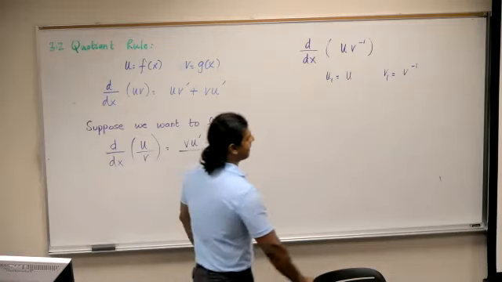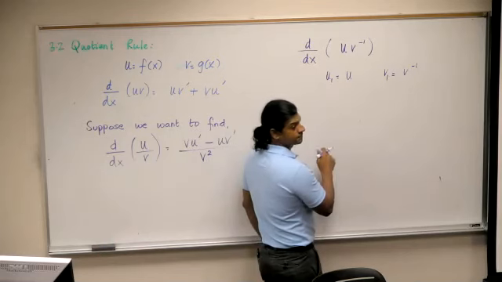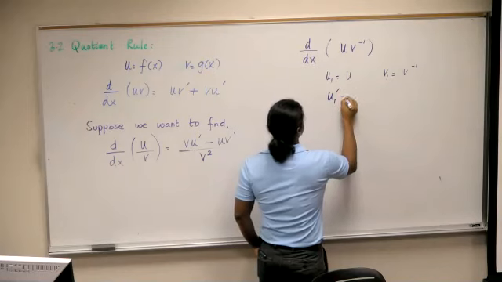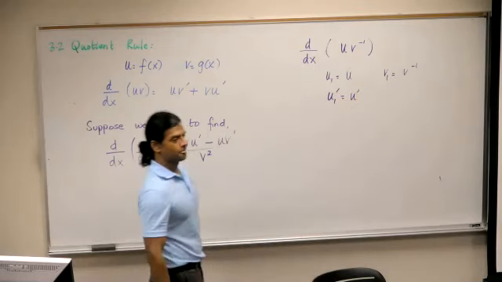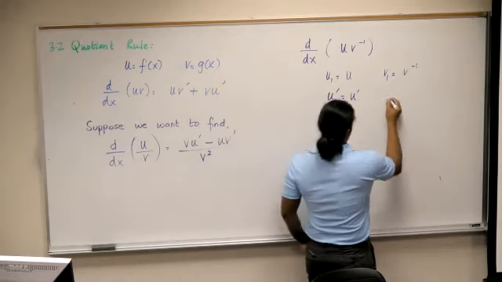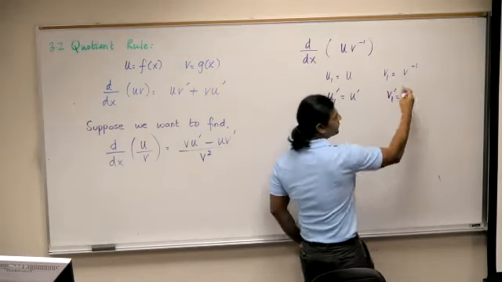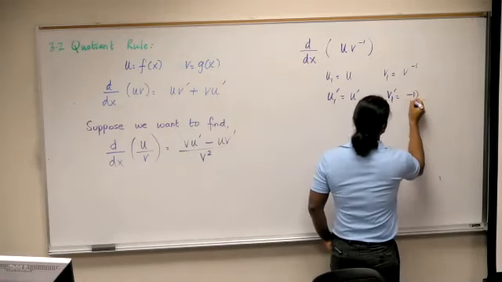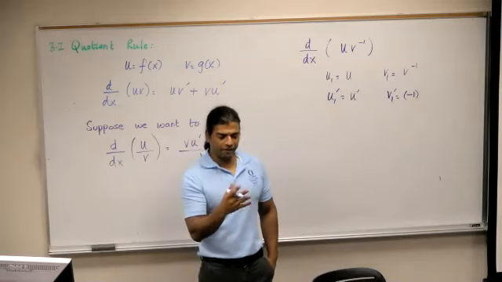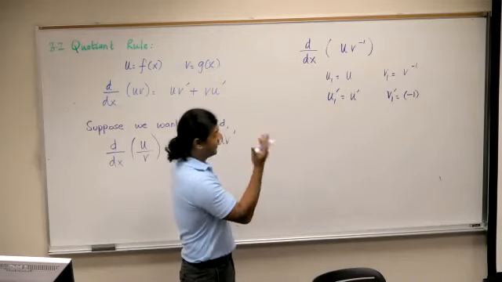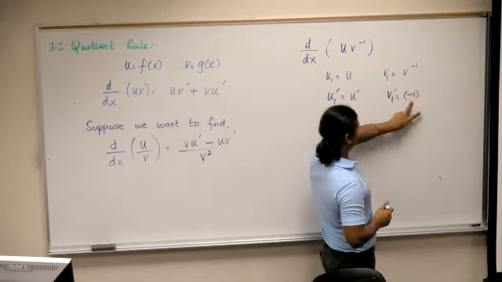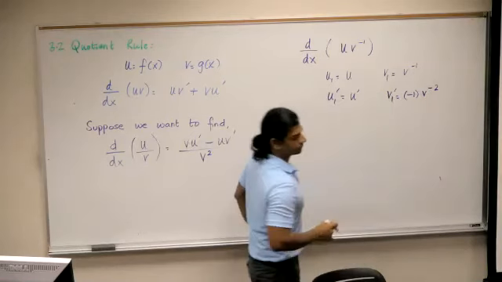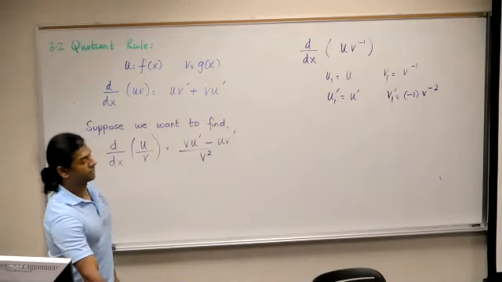Use product rule. u1 prime would be u prime. v1 prime, if you treat that v as is, when you take the derivative, you have -1, v raised to -2.